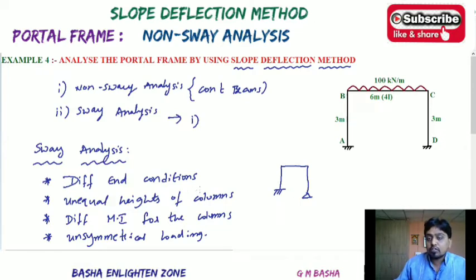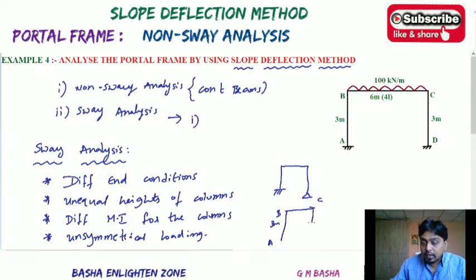Then unequal heights of the columns. Again, you observe here, here there will be 3 meters and here there will be 3 meters. Means for the column height, both AB and CD are the same, 3 meters and 3 meters. Sometimes there is a chance of asking AB column height will be some 3 meters and BC is the beam, and again CD column height will be some 2 meters. So if you observe clearly, AB column will be 3 meters, CD will be 2 meters, means unequal height of the column. Even though the end conditions are same or different, if there is unequal height of the column, then definitely this type of frame will come under the sway analysis only.